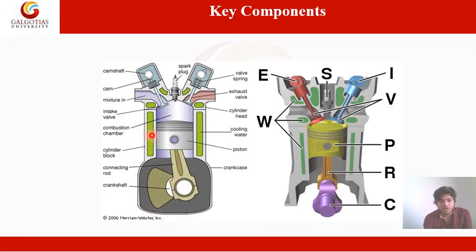This is the cylinder block, and this chamber is known as the combustion chamber because the whole combustion process, the power stroke, takes place in this chamber. This is the inlet port for the air fuel mixture entry, and this is the exhaust port for the removal of exhaust gases or the burned gases. Here is the cross section diagram: exhaust, inlet, spark plug, piston, rod, camshaft, and water jacket.